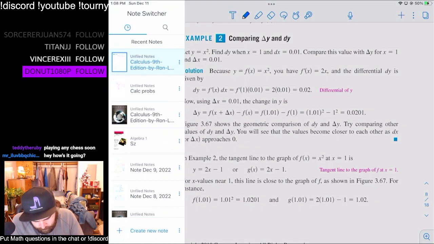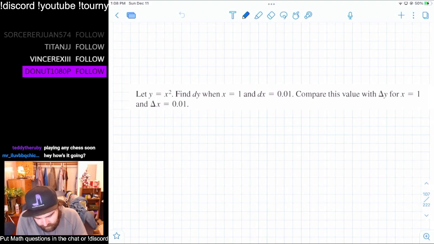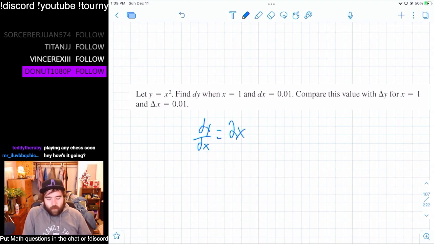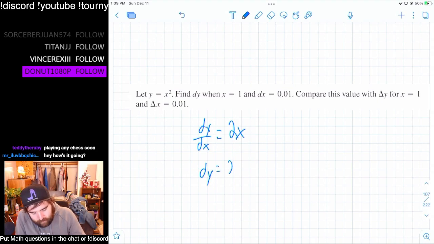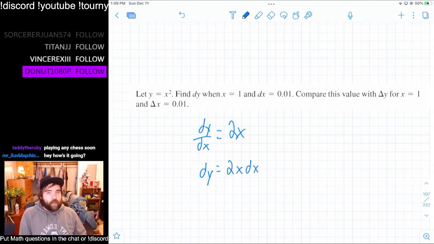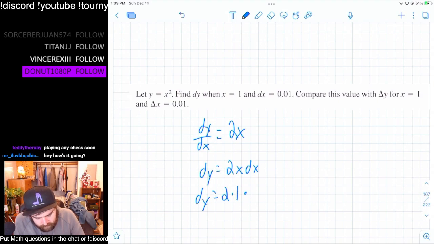So what are we doing here? We've got dy over dx equals 2x from taking the derivative. And then with differentials, you can sort of multiply both sides by dx to say that dy equals 2x dx, which is sort of getting us into the idea of integrals. And when we do that, they say find dy when x equals 1 and dx equals 0.01. Okay, we can do that just fine.